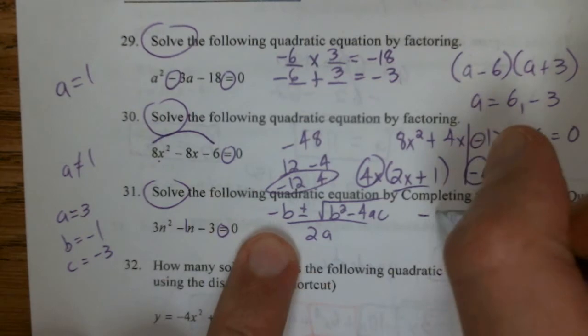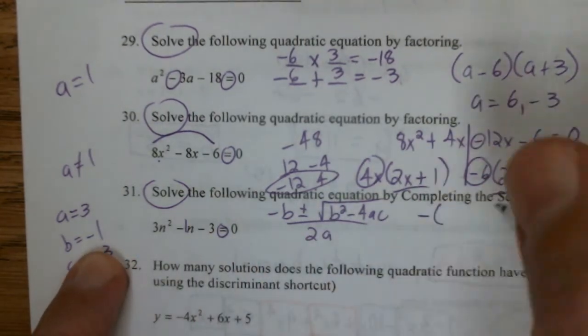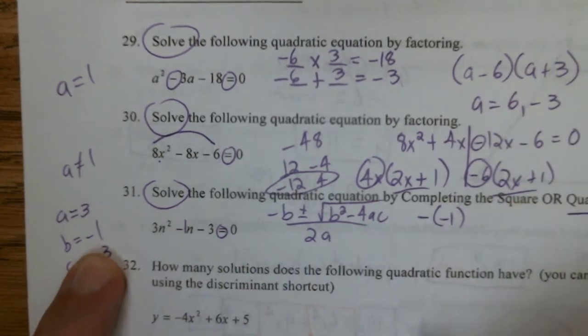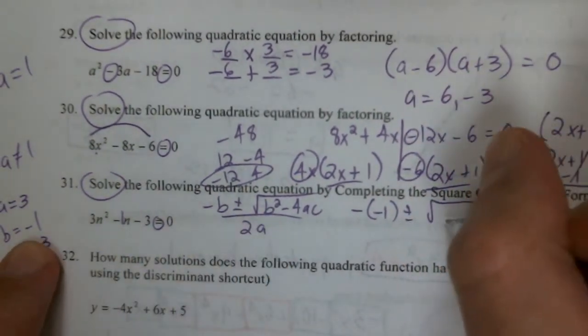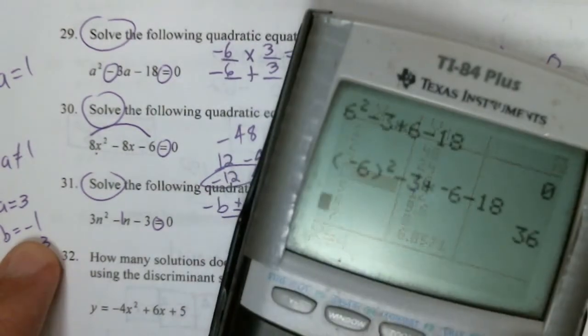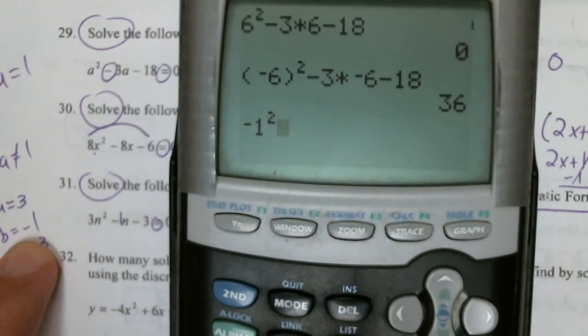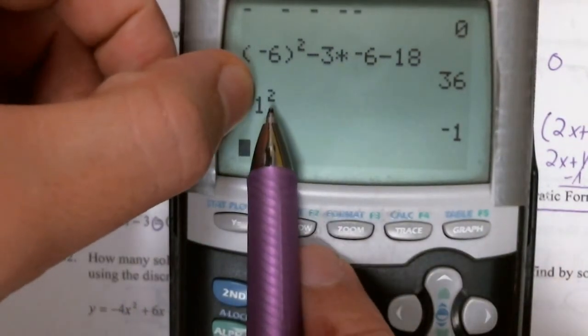So I have negative b, but my b is already negative. Okay, so it's negative, negative 1. And yes, that will make that a positive. Plus or minus the square root of b squared, so it's negative 1. You got to put that in parentheses, okay? Because if you don't do that, if you just say negative 1 squared, your calculator spits out negative 1 because it's doing the order of operations first.